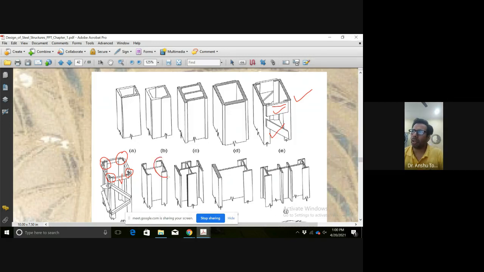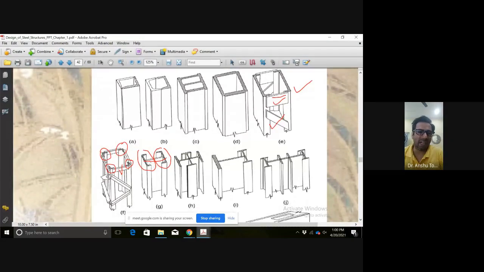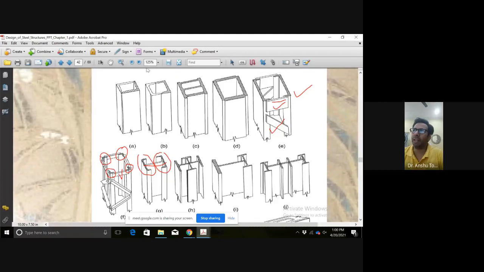You can use 2 channel sections, and within that, you can use a straight plate to form this type of column section. So these are the variations. These are called built-up sections. Now their behavior in compression and in tension, most of the time they are safe. So they are required to be checked in compression most of the time due to this type of buckling behavior.